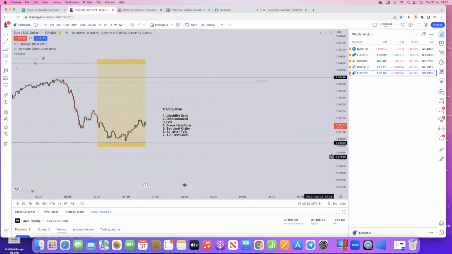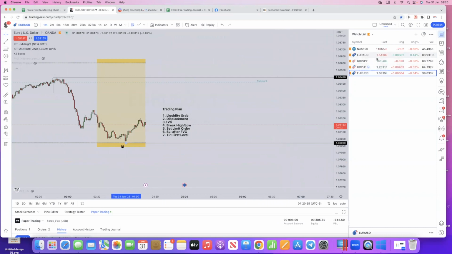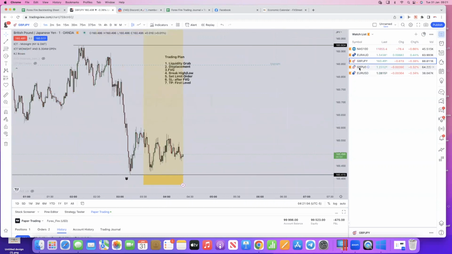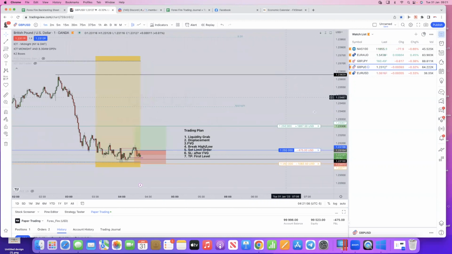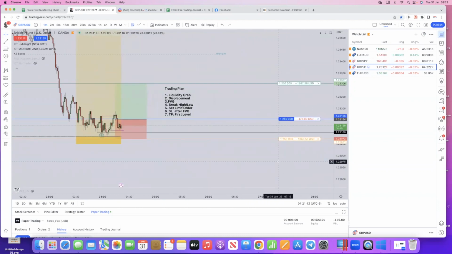Again, we need the higher low to be broken. I could set an alarm on this. We'll create that. And did I set one on the GBP JPY? Yes, I did. So we are in a trade. We're going to get some data, at least. We're either going to be a loser or we're going to be a winner. But again, we've only risked that 1%. Still early days, first trade.